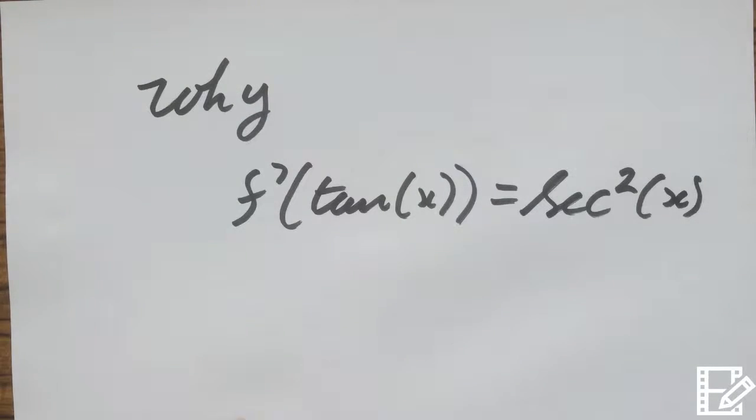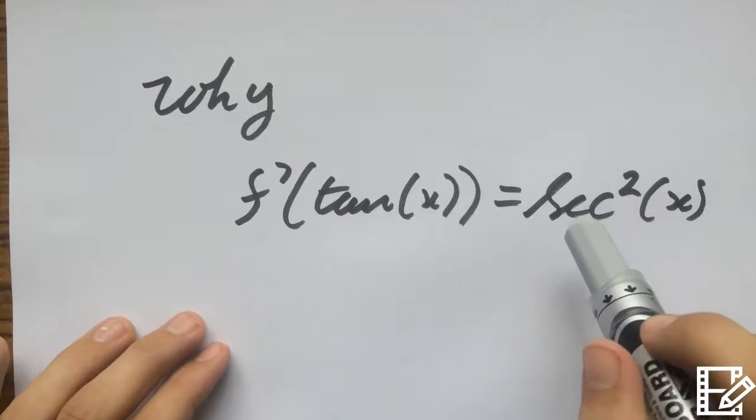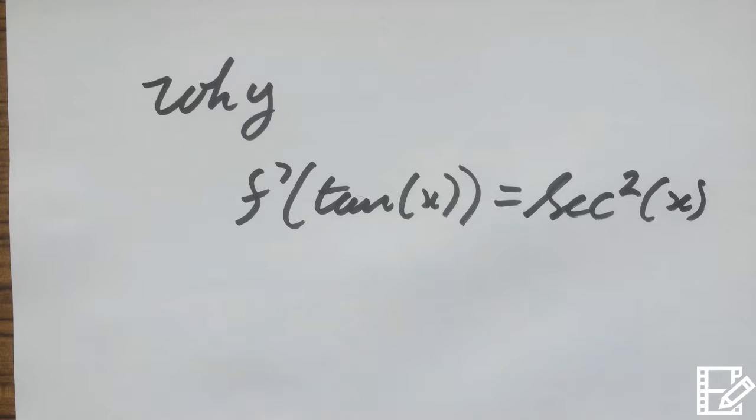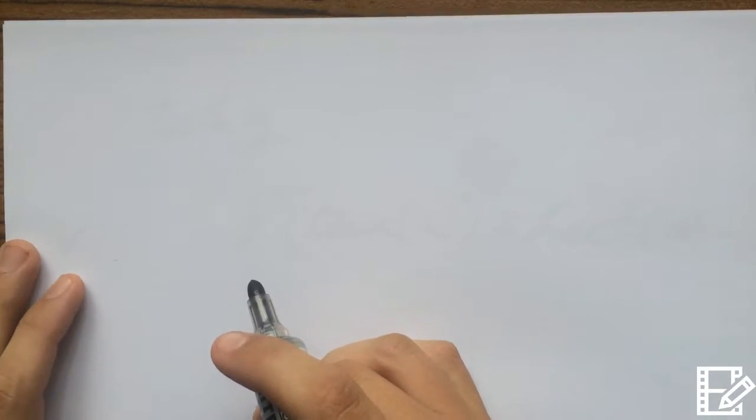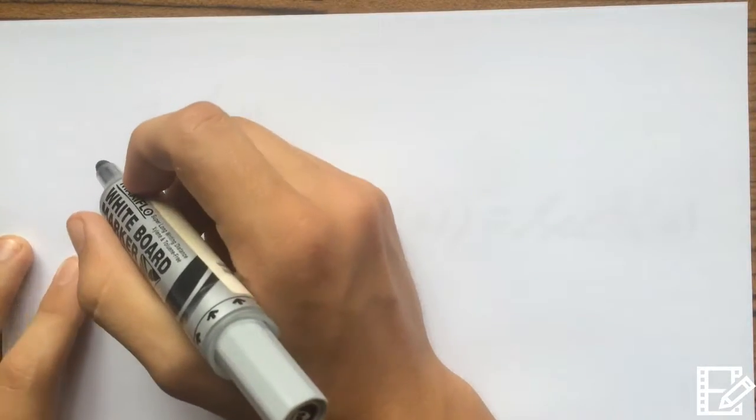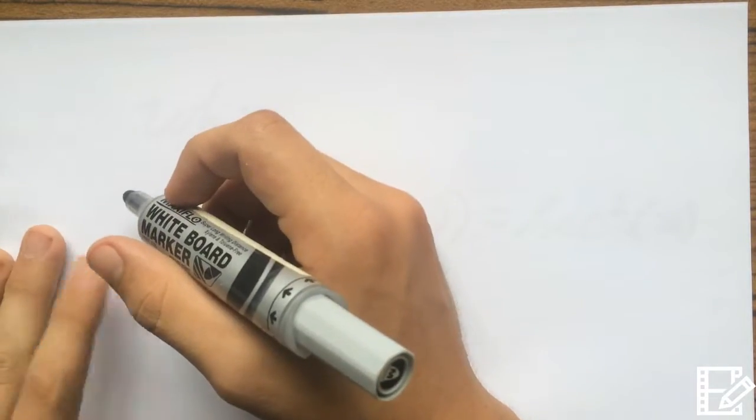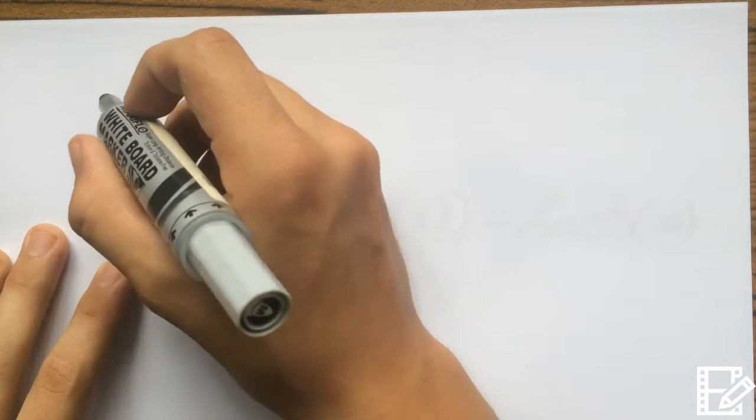Why does the derivative of tan x equal sec squared x? Let's have a look. This isn't like my sine and cosine videos where I put in limits or whatnot. This is just going to use trig identities and the product rule, or quotient rule, I mean. So anyway, let's have a look.